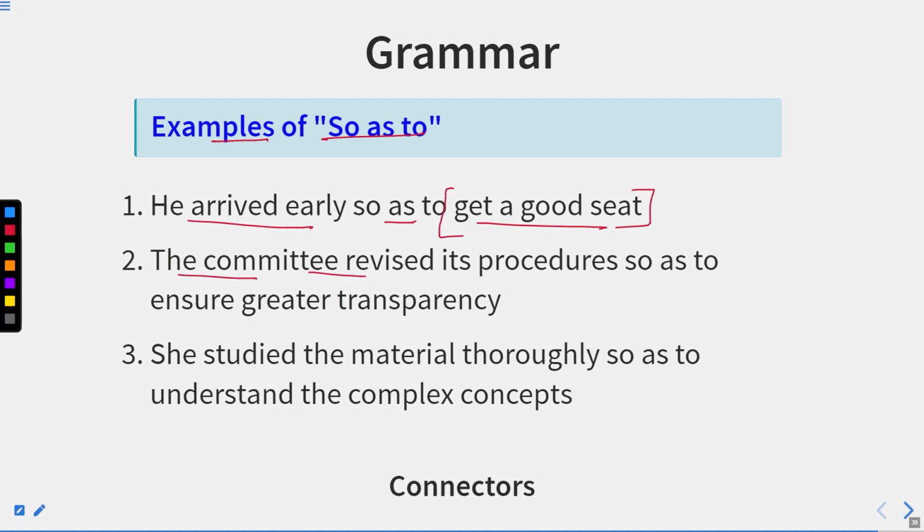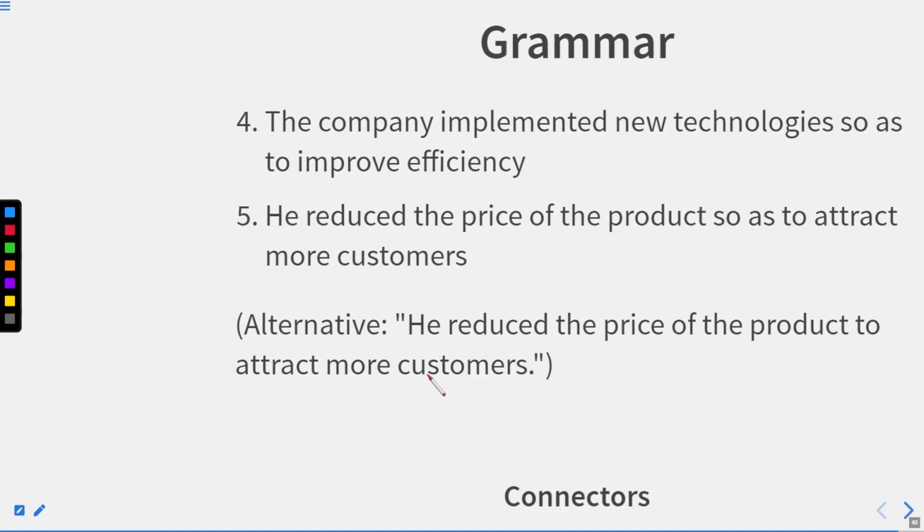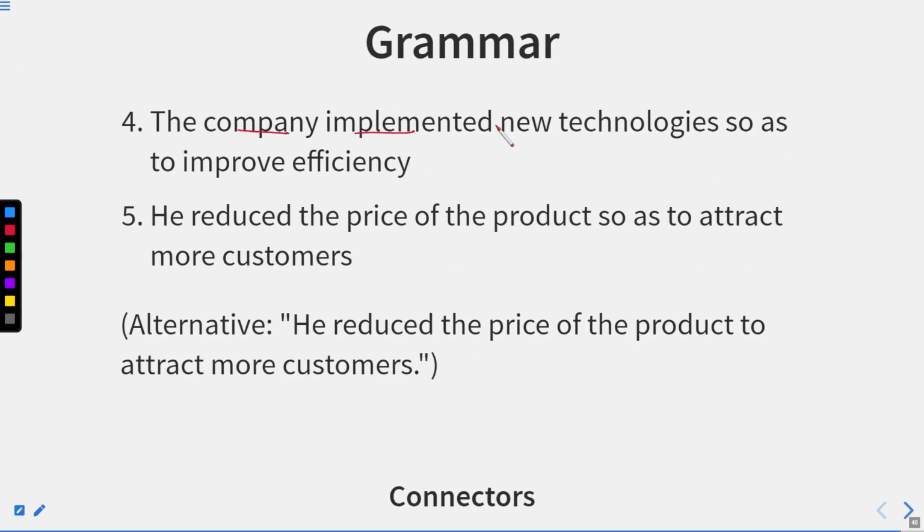The committee revised its procedures so as to ensure greater transparency. So the main motive behind this revision is just to ensure greater transparency. She studied the material thoroughly so as to understand the complex concepts. The company implemented new technologies so as to improve efficiency. He reduced the price of the product so as to attract more customers.